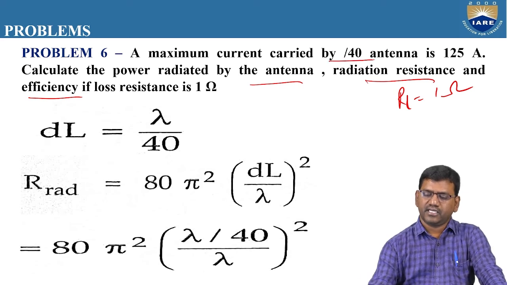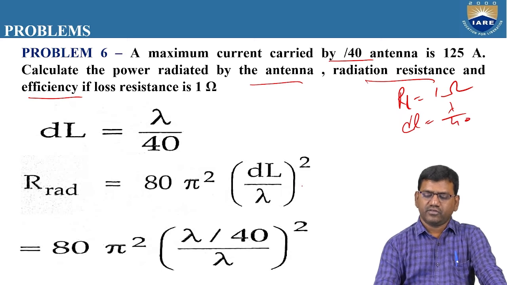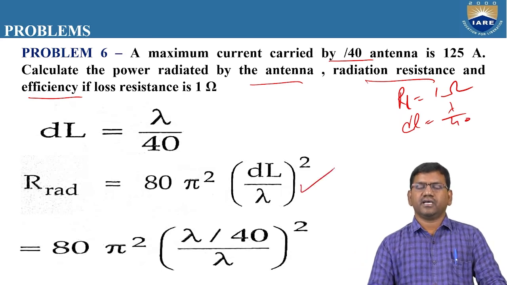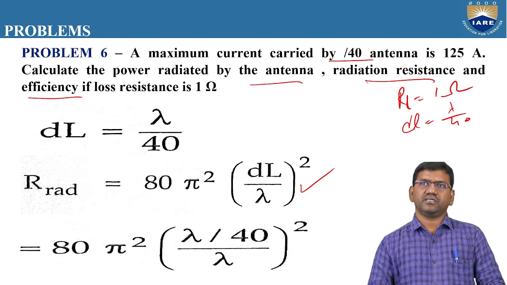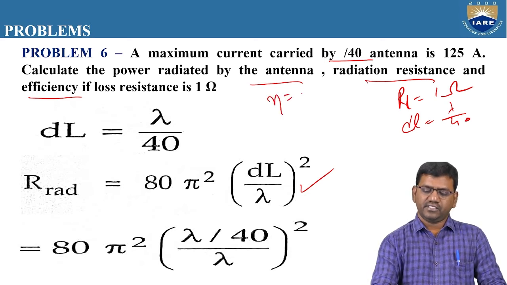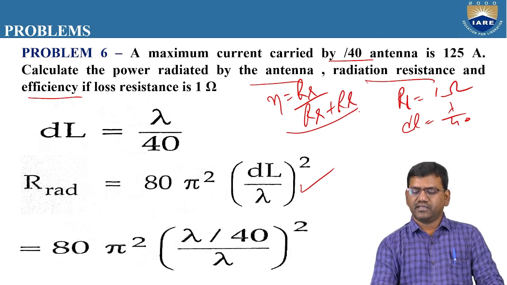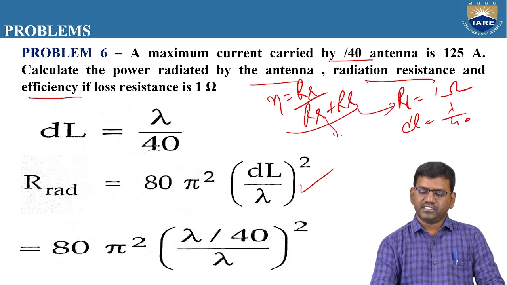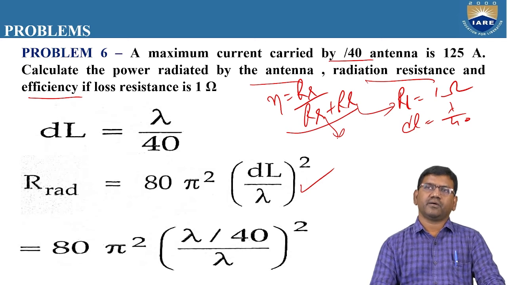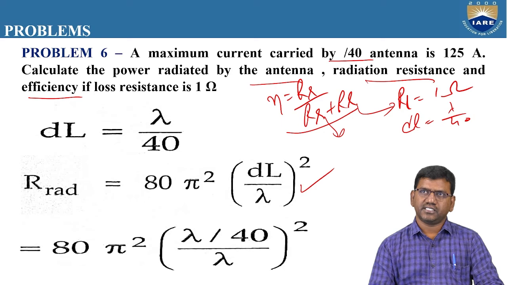The length of the antenna dl is given as lambda by 40. We know that the radiation resistance of a conductor is given by 80 pi square into dl by lambda whole square. We also know that efficiency is equal to RR by RR plus RL. In this data, RL is given as 1 ohm, but the radiation resistance is not given, so we need to determine it.